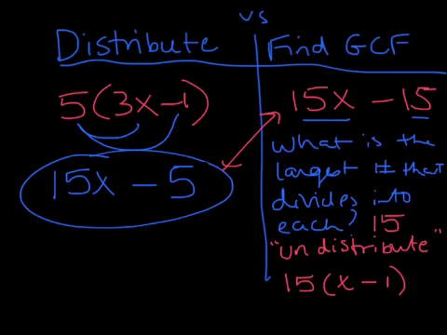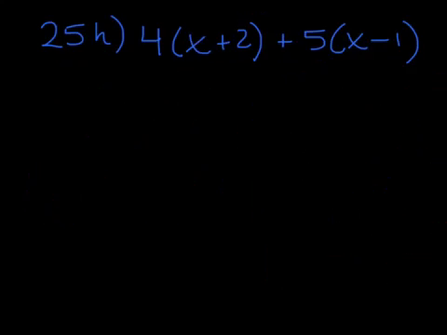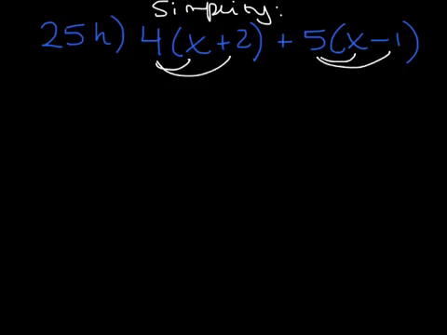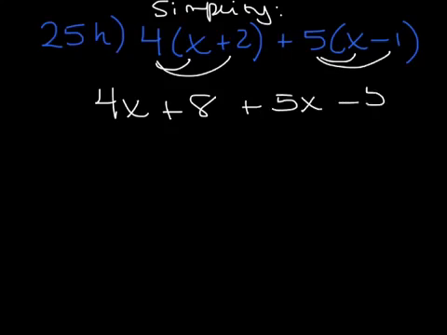So now the next example I have here is going to just practice that distributing. So the next one, this came from number 25H. So we're still on that same page, we're on 221. Okay, and this one, the directions would be to simplify. Again, it's not an equation, so the best I can do is simplify this. So the first thing I would do is distribute anything I can. So I'm going to do both of those. So I'm going to end up getting a 4x plus 8 plus 5x minus 5.